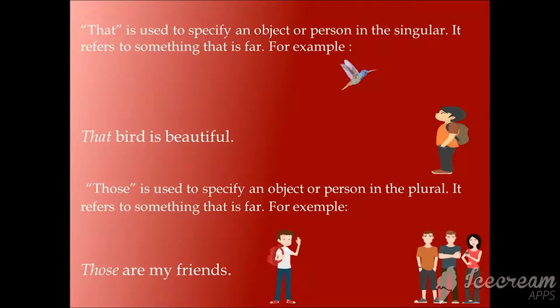وكنشوفوا الحالة ديال those. Those is used to specify an object or person in the plural. It refers to something that is far. For example يعني بحال الحالة ديال that غير هنا كنهضروا على the plural يعني الجمع. نشوفوا هذا المثال هذا. Those are my friends.